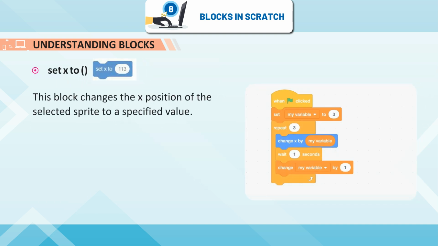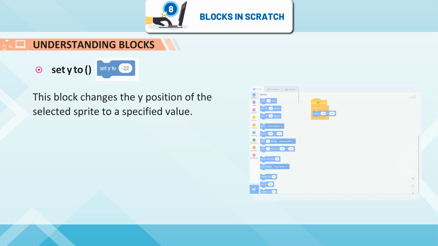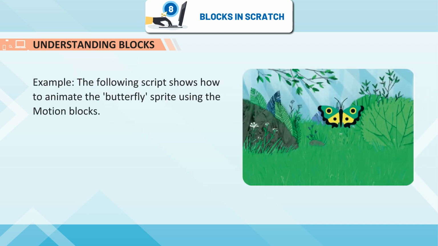Set X to. This block changes the X position of the selected sprite to a specified value. Set Y to. This block changes the Y position of the selected sprite to a specified value.